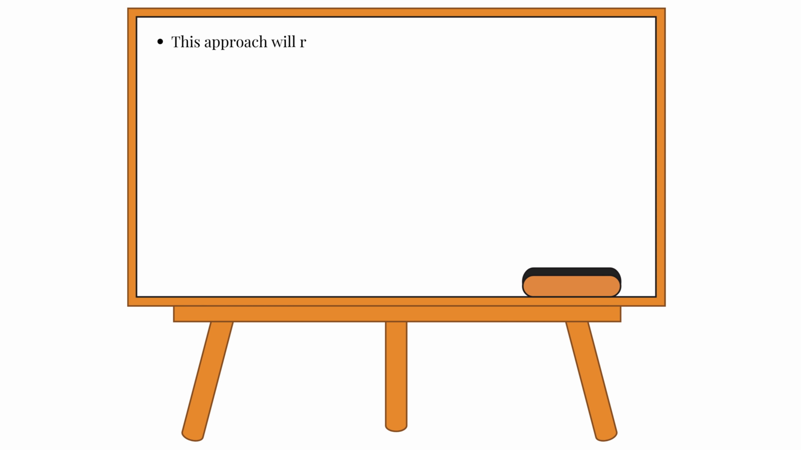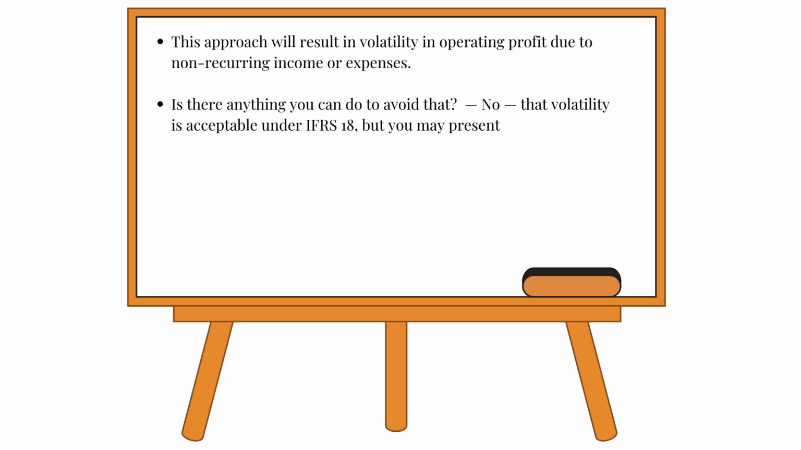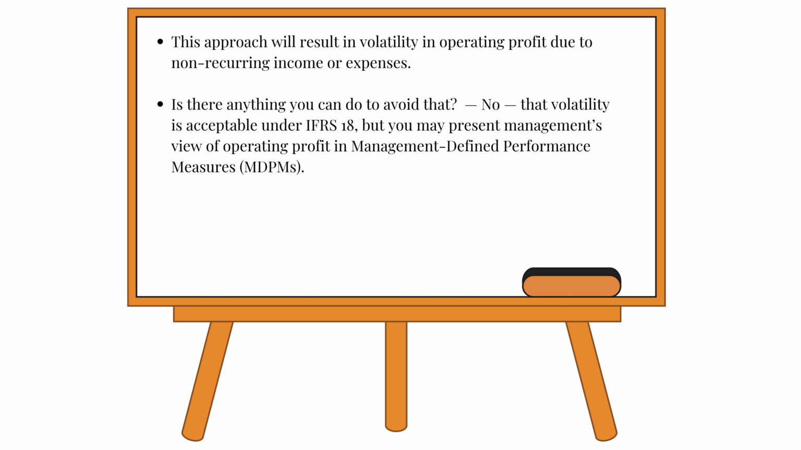This approach will result in volatility in operating profit due to non-recurring income or expenses. Is there anything you can do to avoid that? No. That volatility is acceptable under the standard, but you may present management's view of operating profit in management-defined performance measures.